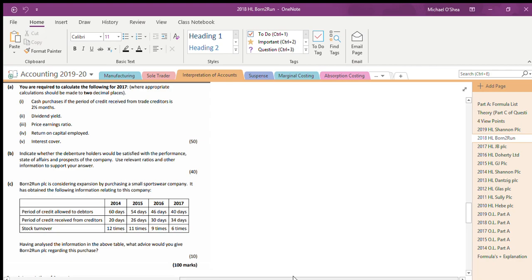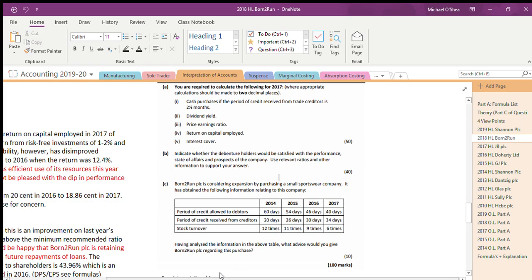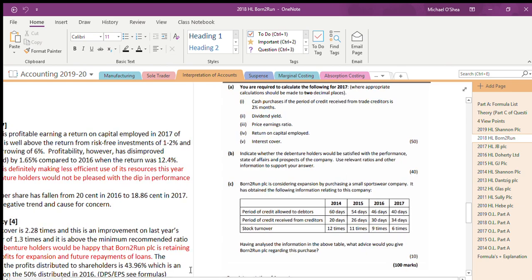2018, look at this one here, is a little different. This one is to do with the activity ratios rather than liquidity. Born to Run PLC is considering expansion by purchasing a small sportswear company. It has obtained the following information relating to this company. There are 4 years of information.